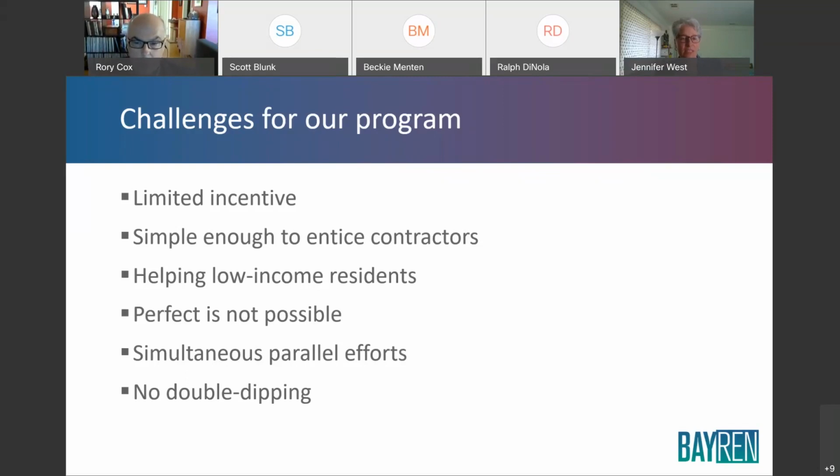We found that perfect isn't possible. You can't get something to be perfect before you move forward, or you won't actually have a program. And as I mentioned, we didn't get all 9 counties. There are a number of simultaneous efforts going on in other CCAs and other counties, and we're a little late to the game, I think, to be able to be in front of that. So we ended up with multiple programs happening in the Bay Area. And the no double dipping, I think others have covered that as well.